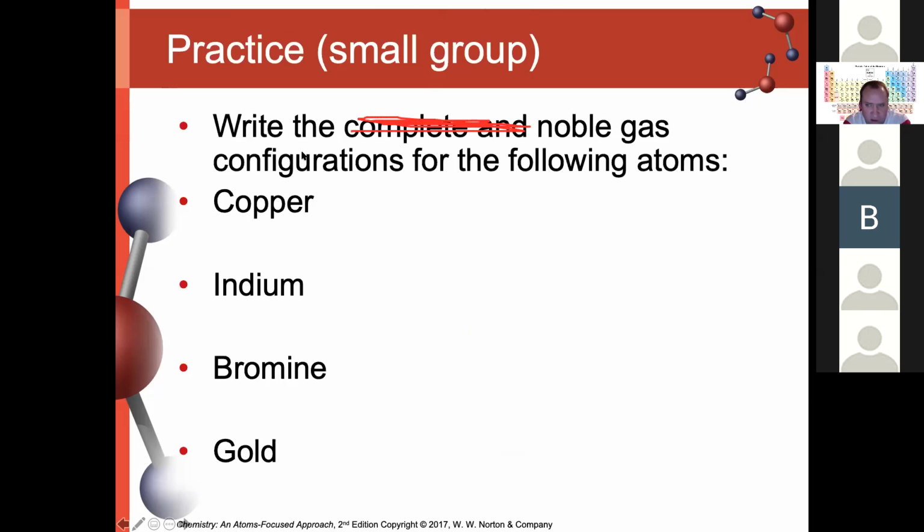So for copper, if you go backwards to the noble gas, it would be argon. So it would be [Ar] in brackets, and then it would be 4s2 and then 3d10. If you guys agree. Yes, you just wrote it the short way. Yeah, because he said with the noble gas. Okay.